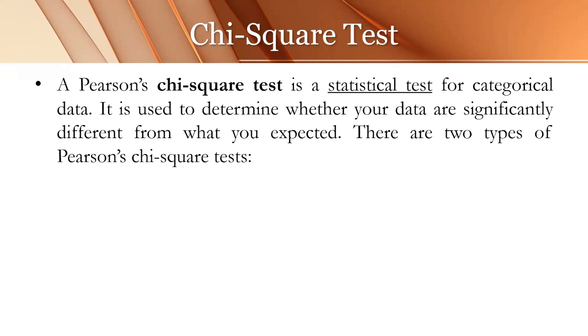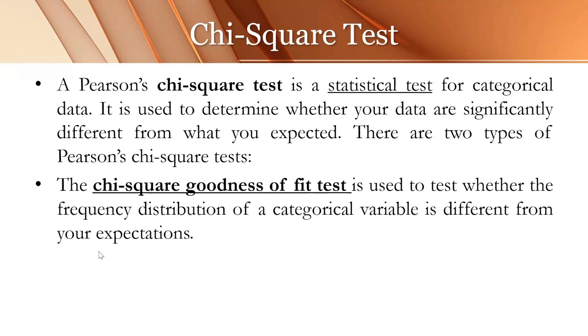There are 2 types of Chi-square test. The first one is the Chi-square goodness of fit test. Basically, we use this particular test whenever the frequency distribution of a categorical variable is different from your expectations. I'm going to explain what this particular test is about with the help of the data.